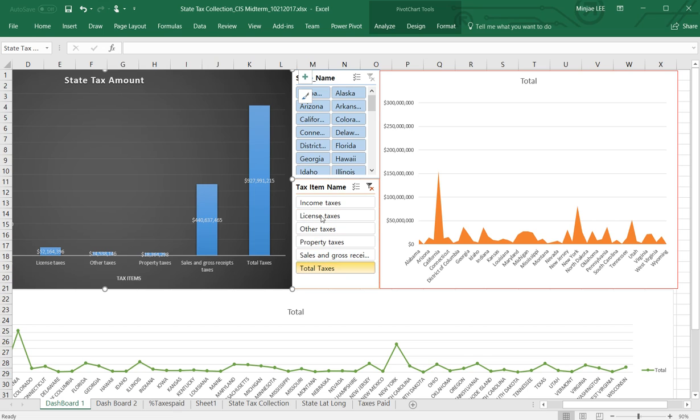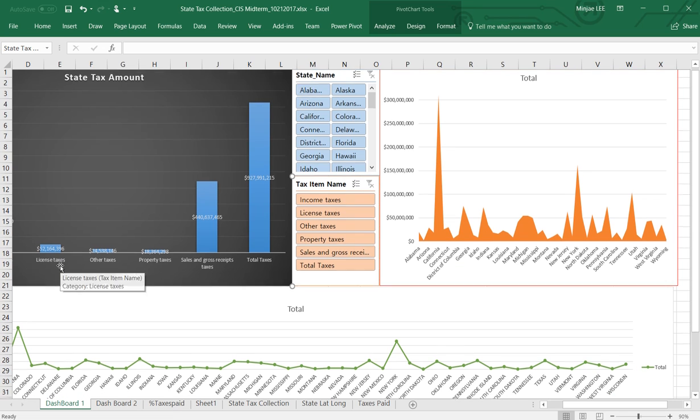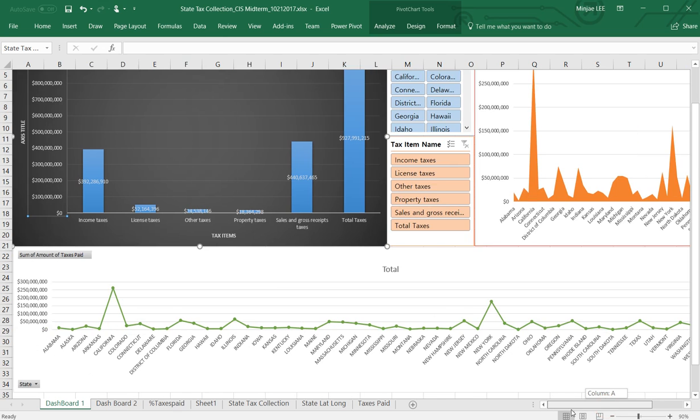And also the graph below shows the tax amount actually paid last year. So we can see that if you have a lot of taxes, you actually paid a lot of taxes, even though there is a deduction or whatever. So again, for the state tax actually paid amount, California and New York are also the major states.